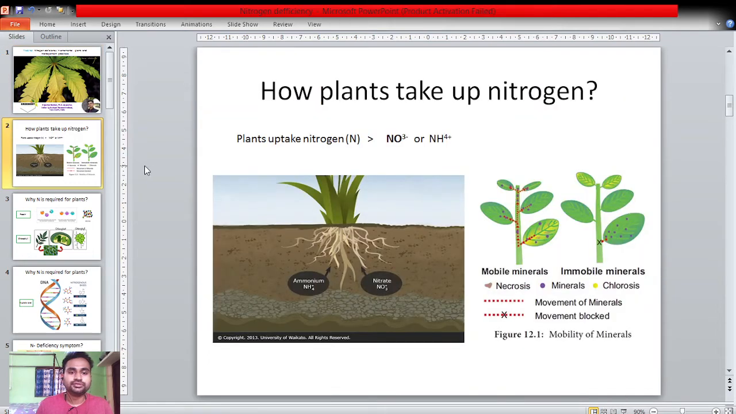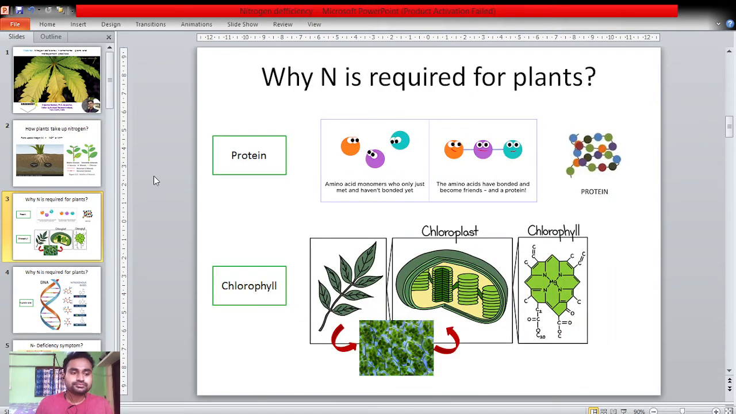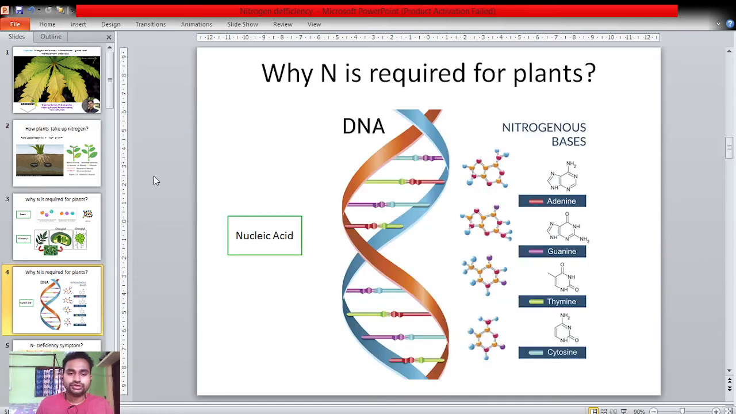We discussed that the plant takes up nitrogen in two forms, that is nitrate and ammonium form, and because nitrogen is a mobile element, it can go to the top of the plant very easily, and when there is deficiency, the lower leaves show deficiency because nitrogen goes up in the plant. Then we discussed why nitrogen is required for the plant. Protein and chlorophyll require nitrogen, and also nucleic acids require nitrogen. So this is how nitrogen is utilized in the plant.